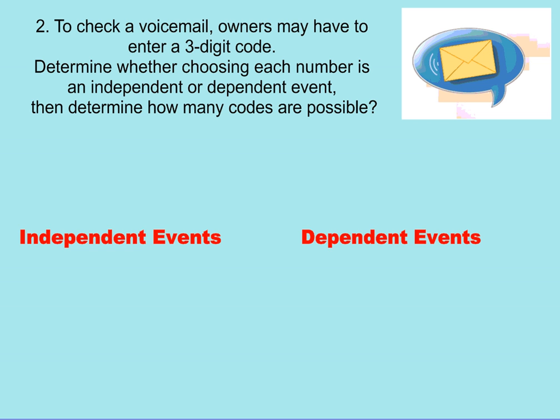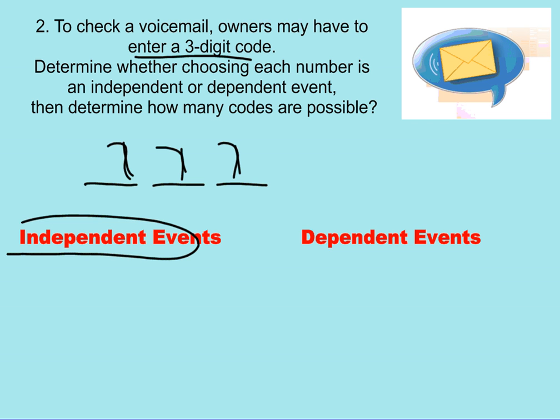So, to check a voicemail, owners may have to enter a 3-digit code. Determine whether choosing each number is an independent or dependent event, then determine how many codes are possible. So the question I'm always asking myself is, can I repeat a number? Because if I can repeat a number, it's independent. There's nothing in here to say, well, you can only enter 1 digit once. No, absolutely not. 3-digit code, boom, boom, boom. I could have 111. I could have 777. I could have whatever I want over and over and over again. So I'm voting for independent.